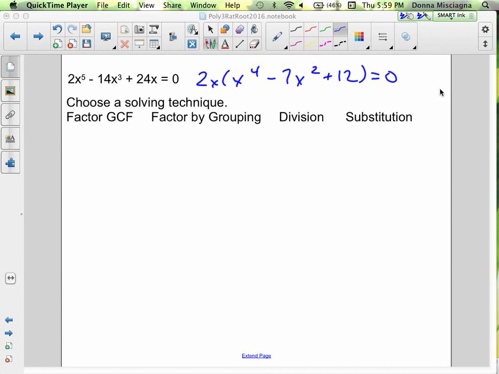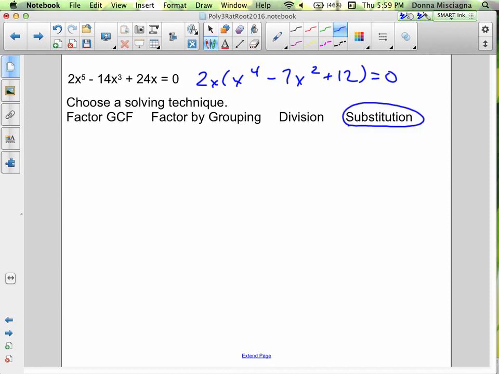Welcome back. And if you said that the best technique to use is substitution, you are correct. We don't have a greatest common factor to factor out. We don't have 4 terms, so we can't use grouping. Factoring is okay, you just have to use it more than once, and there's nothing wrong with that. But substitution would be the quickest way to solve this. So substitution would be a good choice.